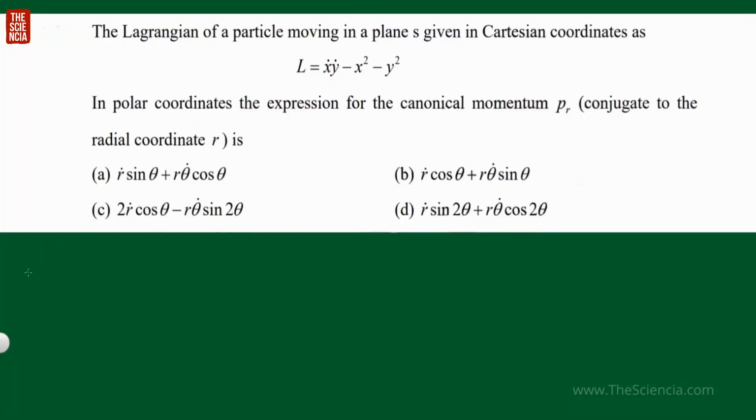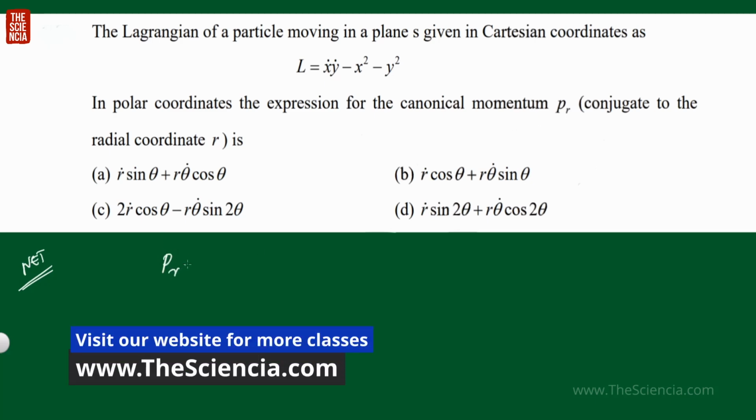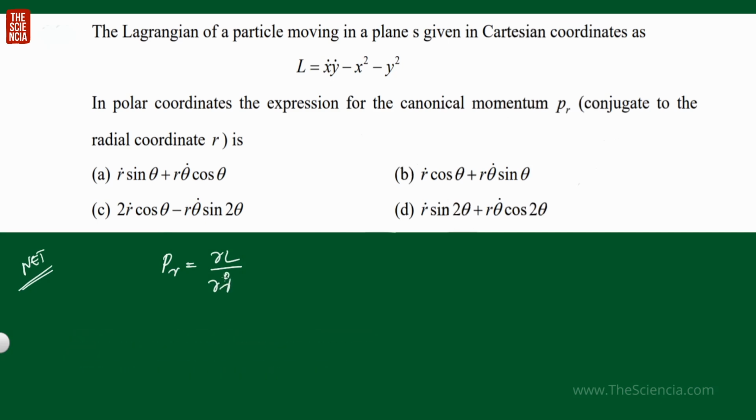This one is a net problem. And here the question is to find out canonical momentum PR. So we know PR equal to dou L by dou R dot. And here Lagrangian L is given, that is L equal to x dot y dot minus x square minus y square.